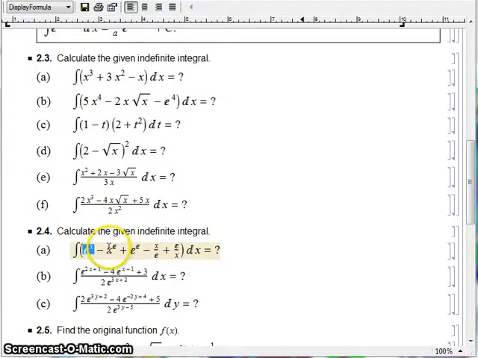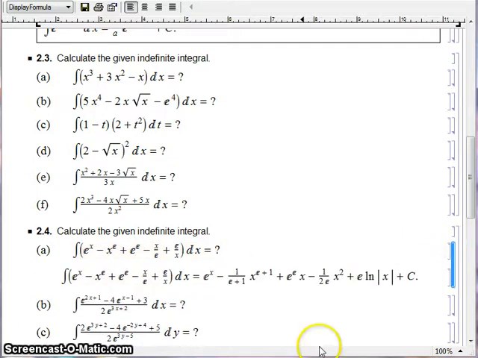X to the e power, that's a power function, where the k value is e. E to the e power, there's no x, so that's just a constant. X over e is the same as 1 over e times x, so it's a linear function. E over x, that's a reciprocal function, x to the negative first power. Consequently, we are going to have something like this.